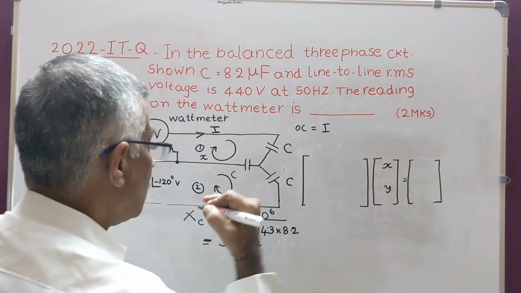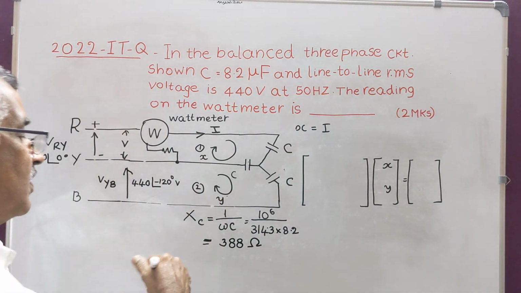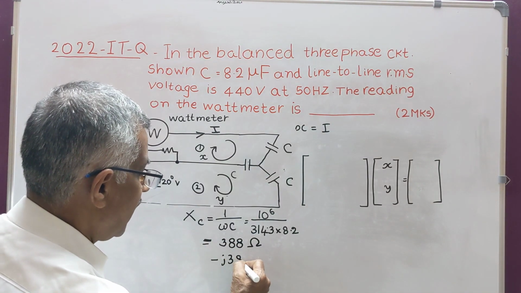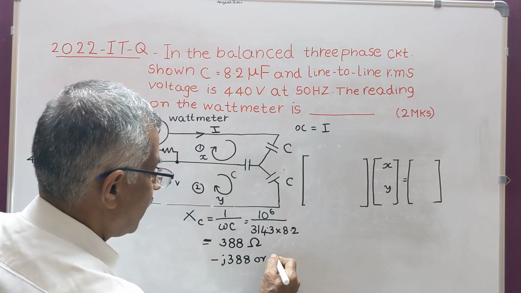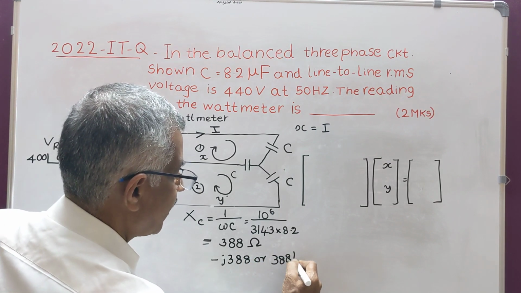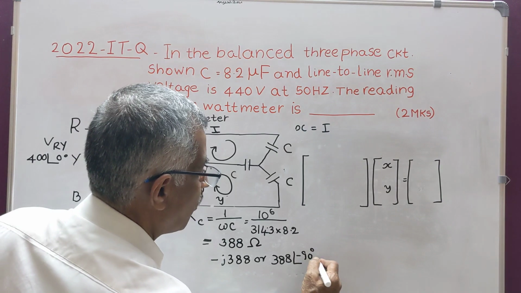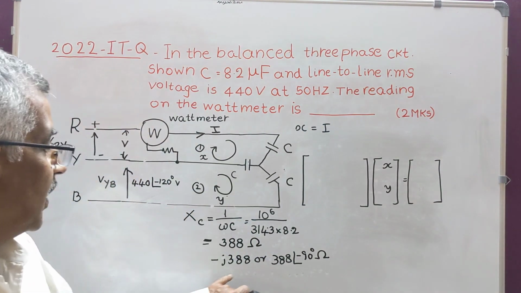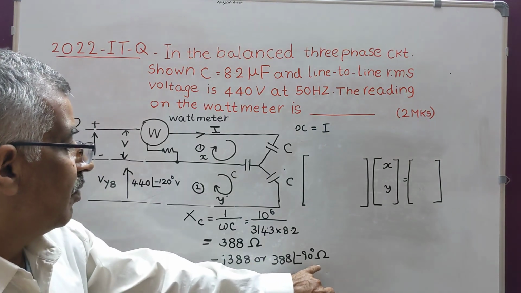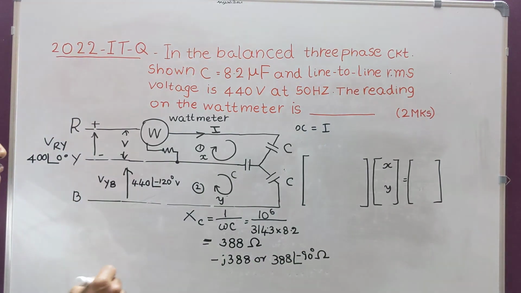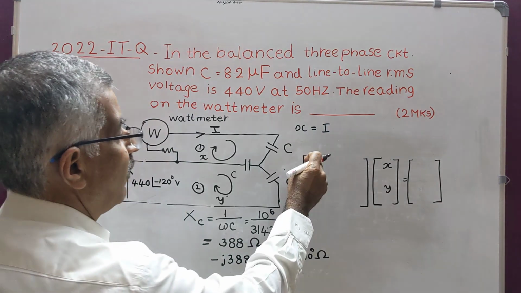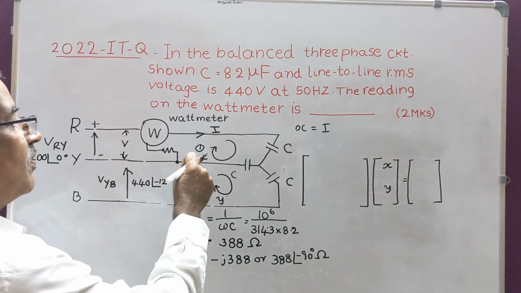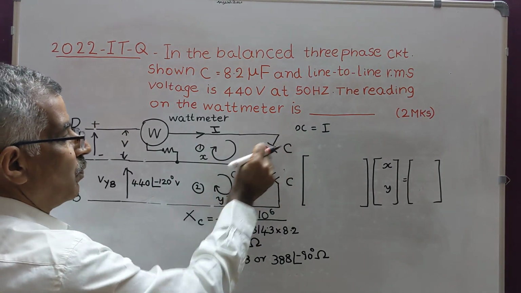388 ohms. So it is a phasor. XC is a phasor. It is represented as minus J 388 or 388 angle minus 90 degrees ohms. Now you write the first total impedance in mesh 1. Total impedance in mesh 1 is the summation of these two.